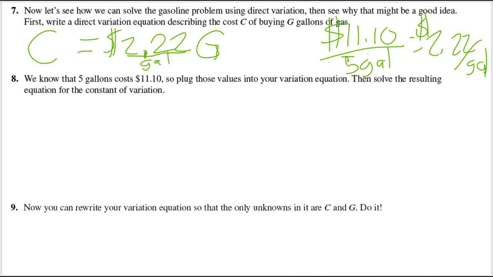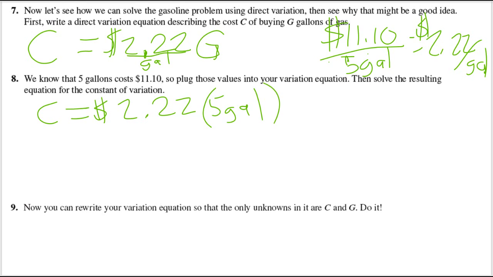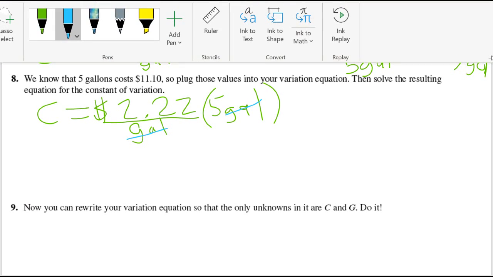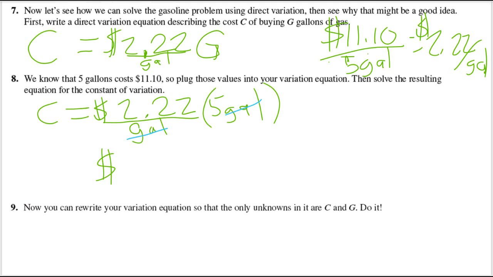5 gallons cost $11.10. So plug these values into your variation equation. We're going to check and see if our equation works. So C equals $2.22 times 5 gallons. And here you can see the dollars per gallon. And as a result, we have gallons divided by gallons. My answer is just going to be in dollars, which is what I want.